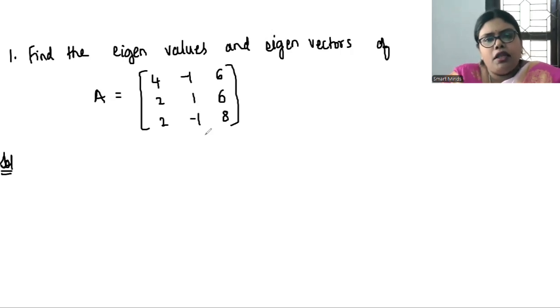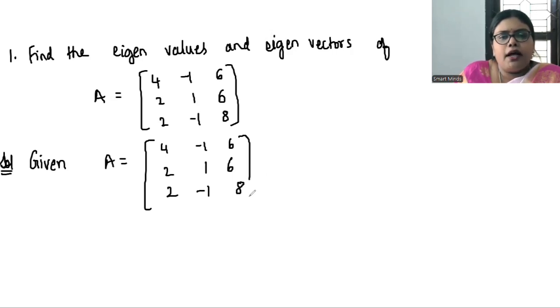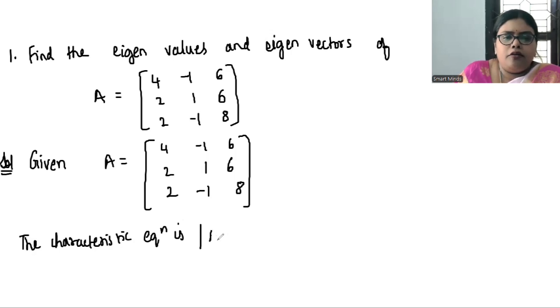So find the eigenvalues and eigenvectors of A = [4 -1 6; 2 1 6; 2 -1 8]. So first let us write the given matrix. Given A = [4 -1 6; 2 1 6; 2 -1 8]. Now to find the eigenvalues, we need to take the characteristic equation. So the characteristic equation is determinant of A minus lambda I is equal to 0.